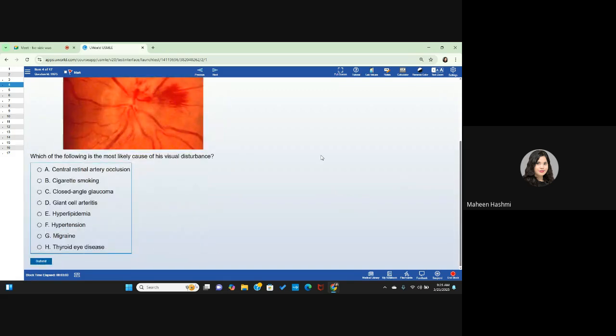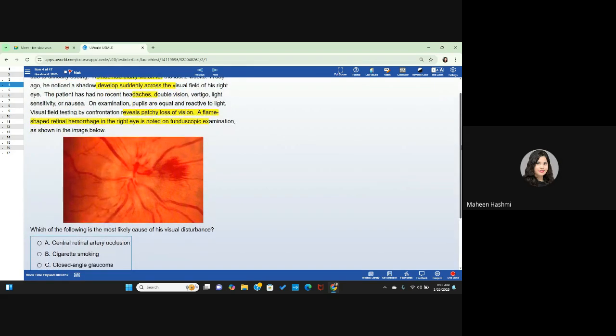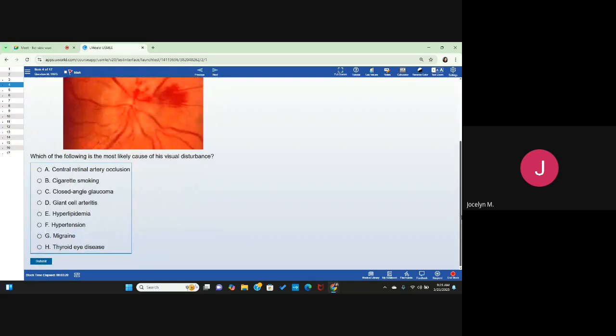So what's happening? It's glaucoma. Closed-angle glaucoma. No, I think there was retinal detachment secondary to some pathology, which I think is hypertension. Okay. So we say hypertension. Everybody? Yes.